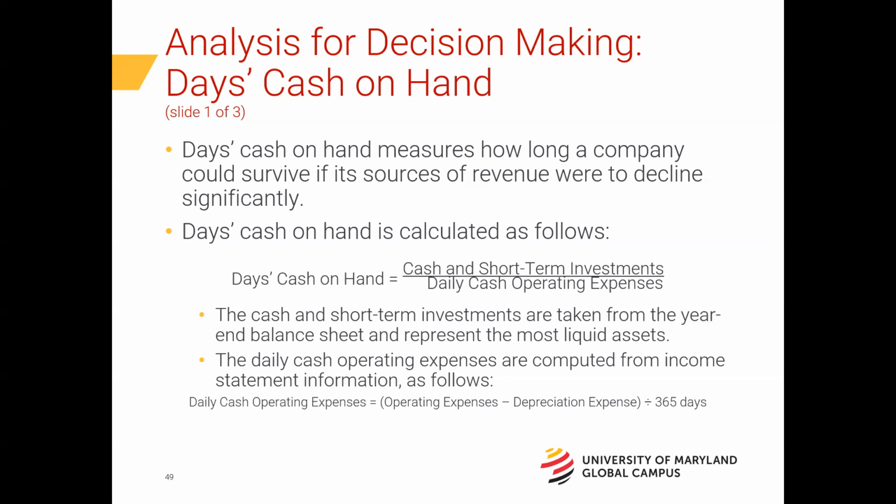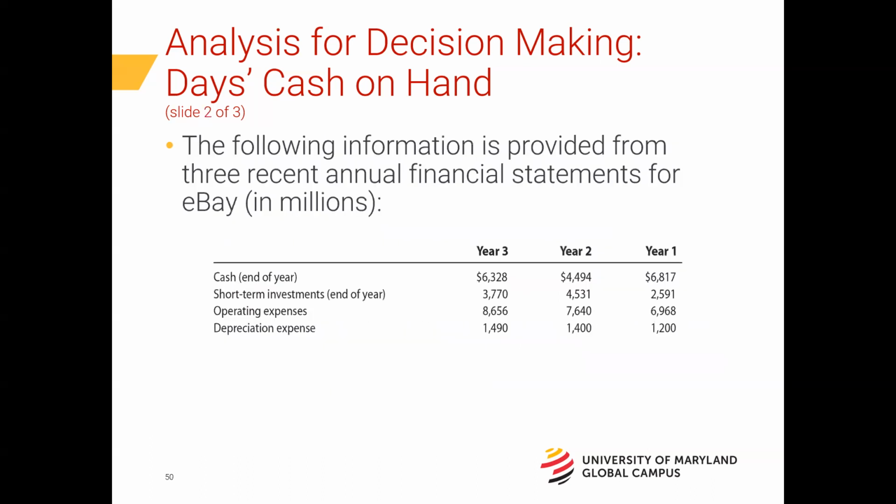So in that calculation, we take cash and any short-term investments on the balance sheet divided by daily cash operating expenses. You're probably wondering, how do you calculate daily cash operating expenses? It's very straightforward. Take your operating expenses minus depreciation expense divided by 365 days. That gives you your daily cash operating expenses. And that simple ratio tells you how many days of cash you have on hand to survive. So it's basically a liquidity measure.